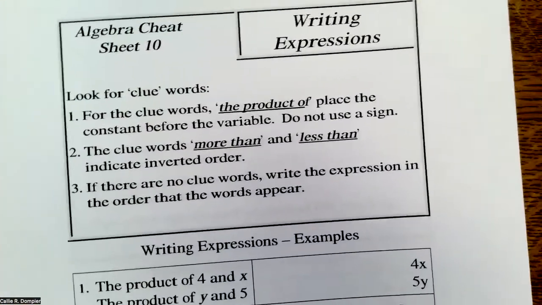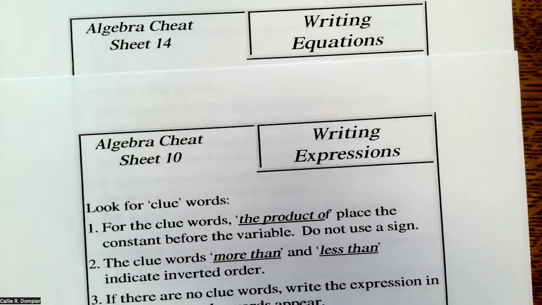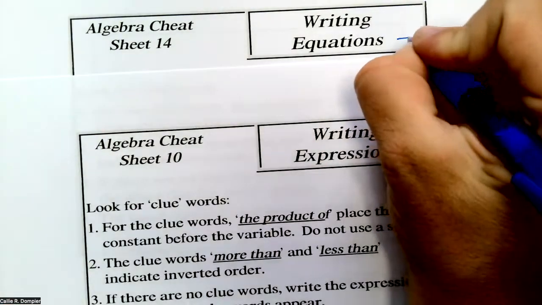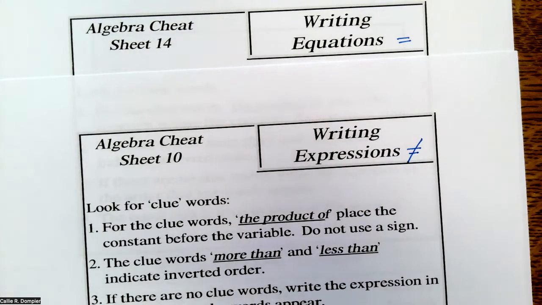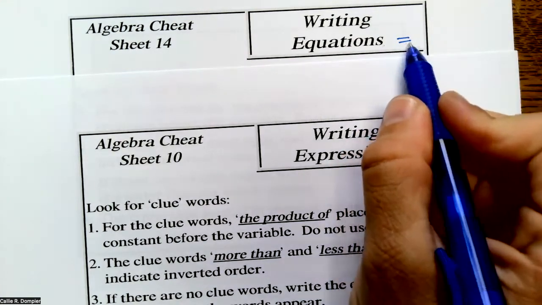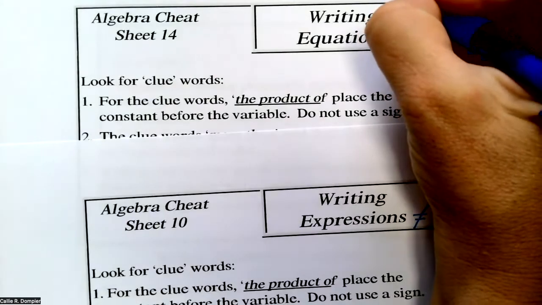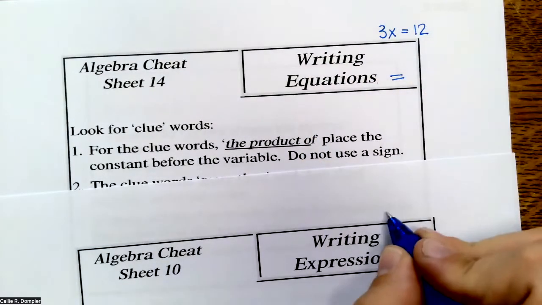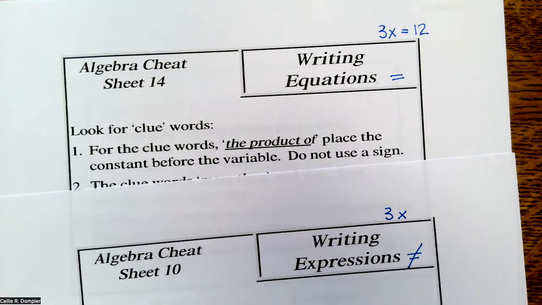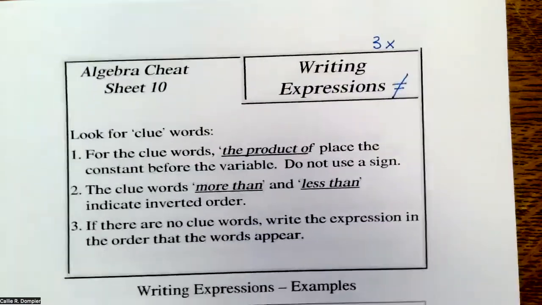Writing expressions, remember we talked at the very beginning about the difference between an expression and an equation. An equation will include an equal sign. An expression will not include an equal sign. Expression, you're just expressing something. Equation, you're saying this equals this, right? 3x equals 12. This is just 3x because it's an expression. It can be as long as you want, but it has no equal sign.